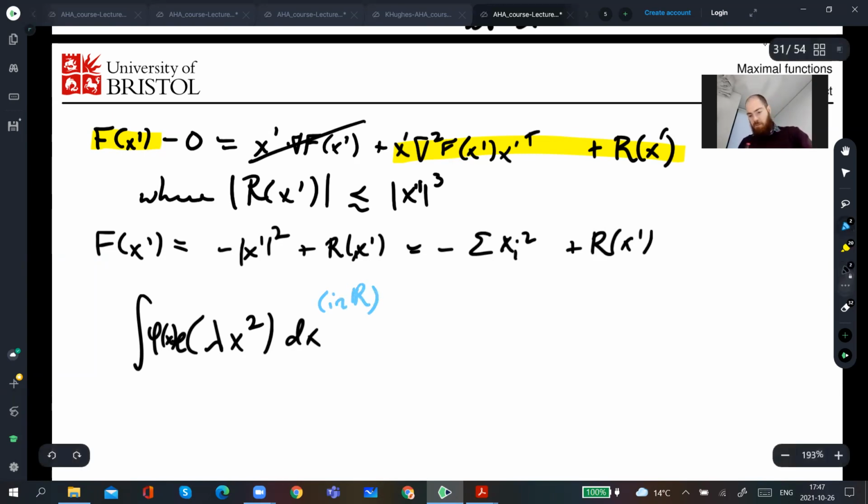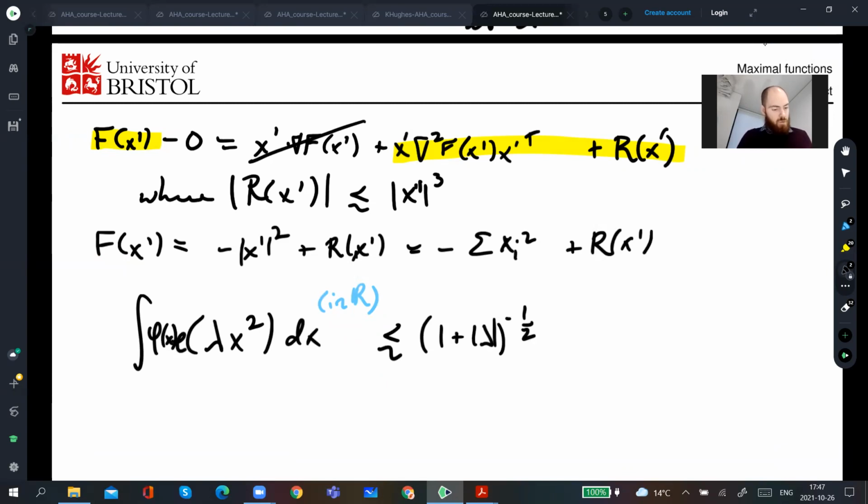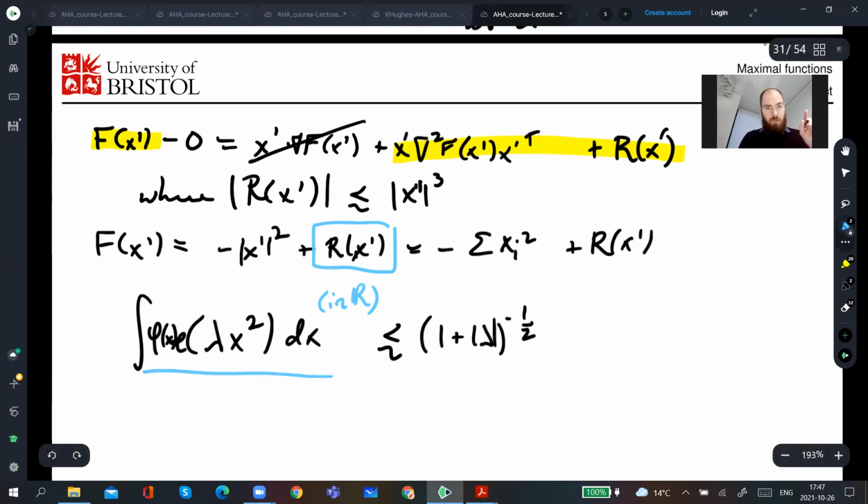Then the principle of stationary phase said that this was at most 1 plus lambda to the minus 1/2. Now, if we could ignore for a moment this remainder term, then what we have is a d minus 1-fold product of integrals just like this. And so we get to take this to the d minus 1 power, which would be exactly what we want. So the issue is how to incorporate this remainder term.